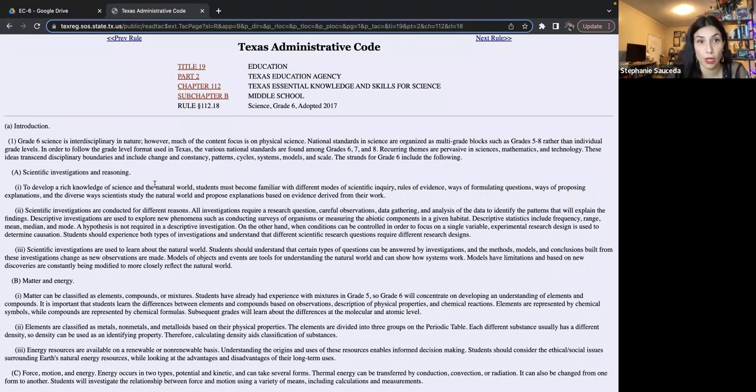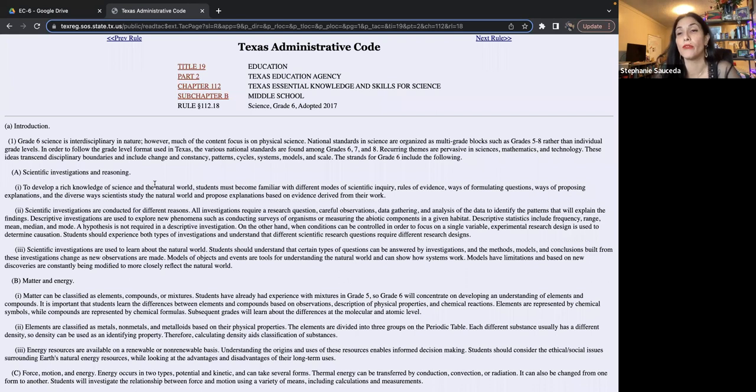And so for this one, science is interdisciplinary in nature, many disciplines up in there. However, most of the focus is on physical science. So it's got lots in there, but mostly it's about physical science. National standards in science are organized as multi-grade blocks, such as 5th grade through 8, rather than individual levels, in order to follow the grade level format used in TEXES. The various national standards are found among grades 6, 7th, and 8.